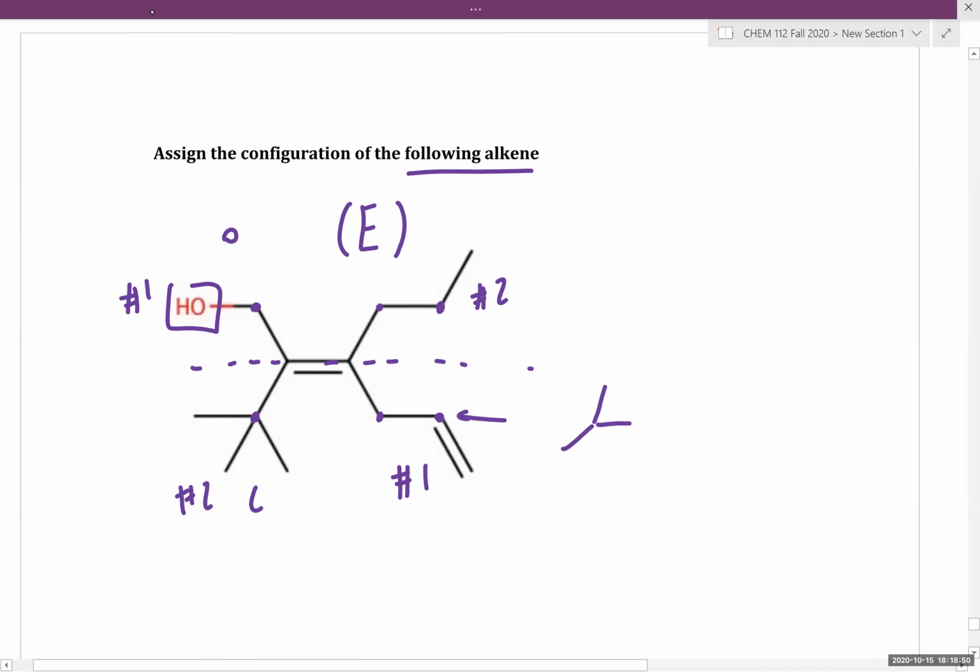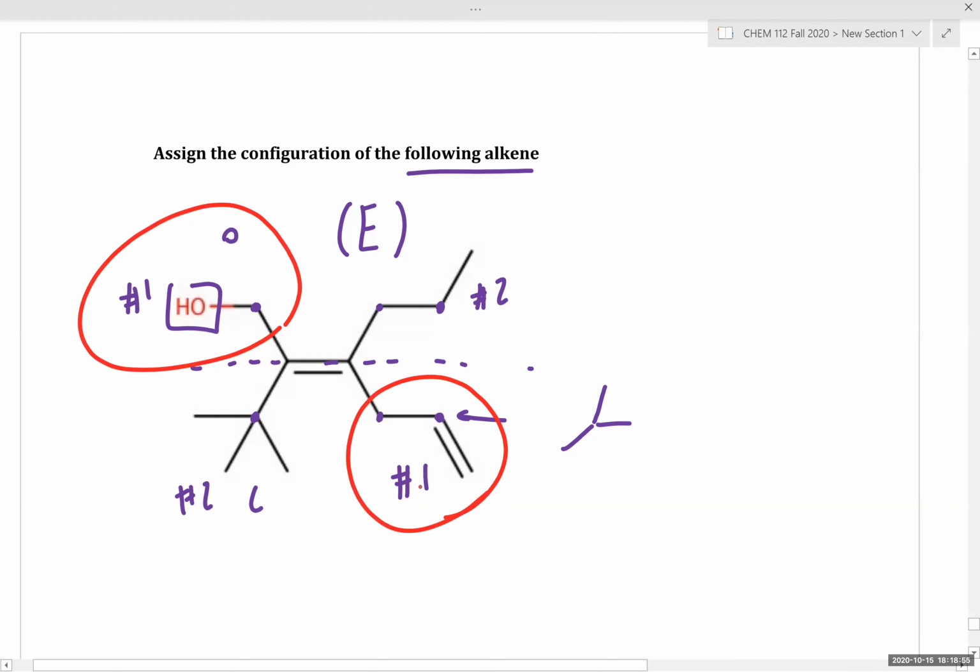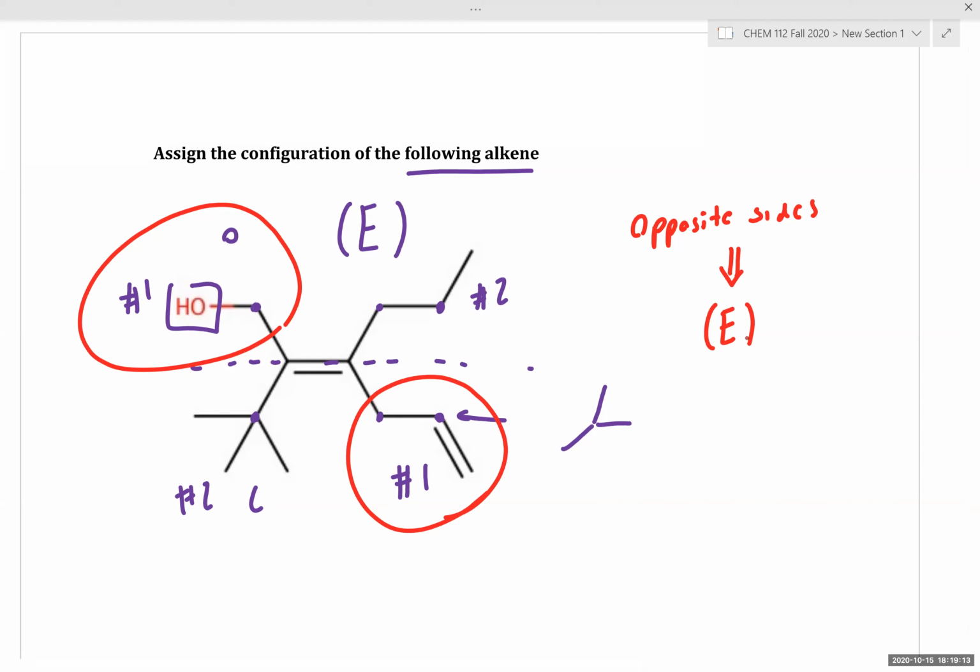So now comparing whether our highest priority groups are on the same or opposite sides. Our highest priority groups are on the opposite sides. Ergo, we would assign this alkene as an E alkene. Does this example make sense to everyone? Is everyone comfortable with this example? Any questions on this example?